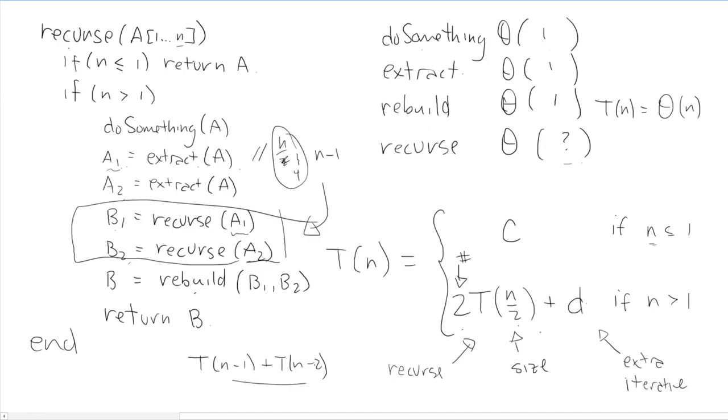Let's see what happens now if we made some changes. I'm going to do one in here that I think is kind of interesting. If we change this to n minus 1, maybe our extraction here didn't pump out these n over 2s, they pumped out n minus 1s. If we did that, we'd get a new T of n, and that new T of n would be exponential.